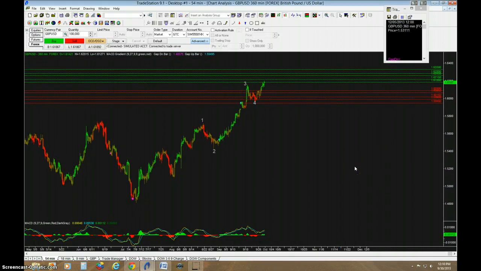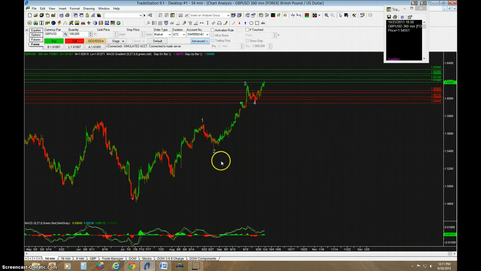So, we're looking at a 360-minute chart, and as I had said previously, I think I'm back to the count where we're in a multi-wave or multi-year triangle, and we're in the E wave. And previously, I had said I thought that was developing as 1, 2, 3, 4, and I thought maybe it was making a triangle. Well, I don't really think that anymore.